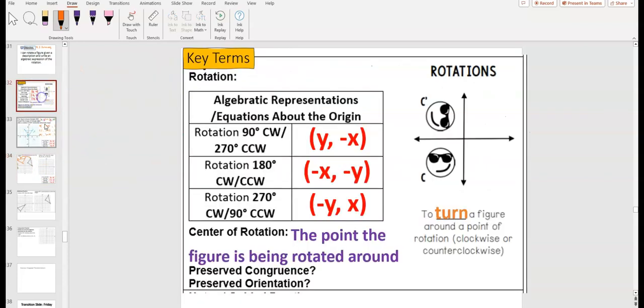Oh, that reminds me, back here we forgot to write this down. Is this figure congruent? When we rotate, is our original pre-image the same size and shape as our new image? Just because they look different doesn't mean that they're different sizes or shapes. Yes, these smiley faces are the same size and they're both still circles. So yes, it does preserve congruence.